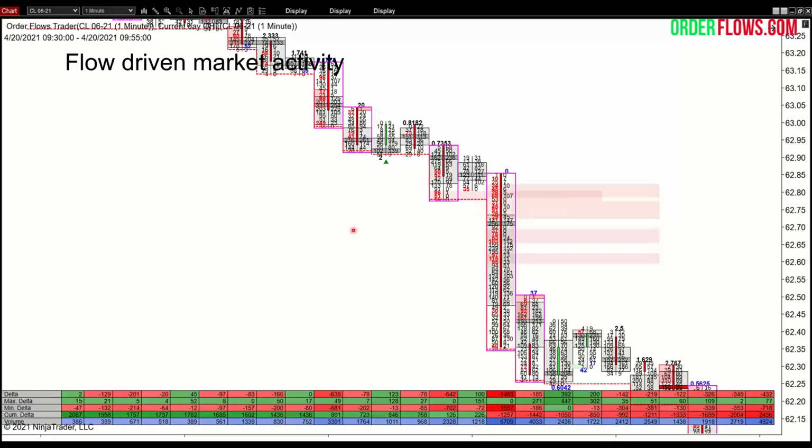That's a difference between a flow-driven market and a normal market, the type of trading that's happening. And the easiest way to tell is obviously imbalances, and secondly is deltas. What are deltas doing?